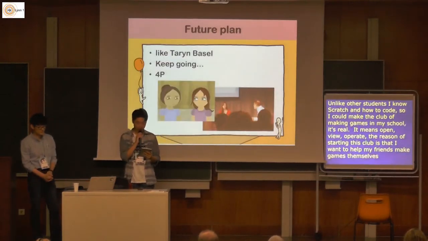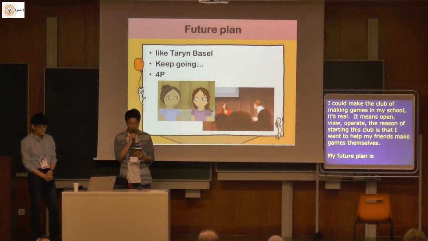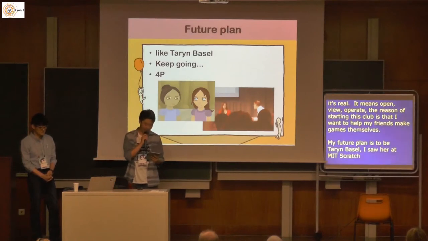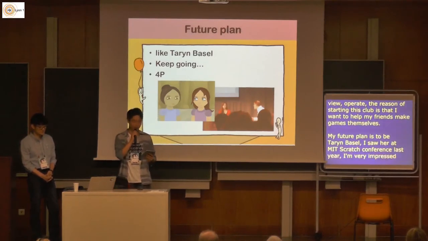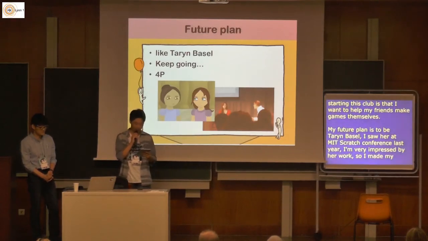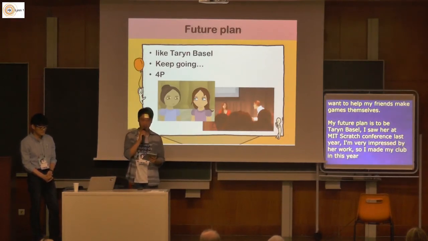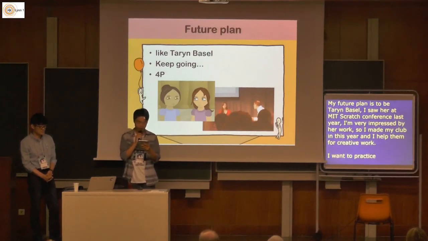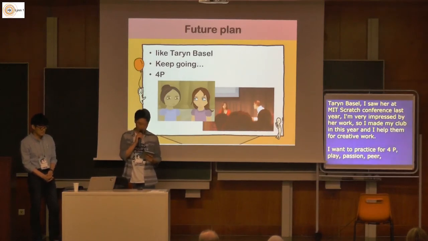My future plan is to be Tarun Saluja. I saw her at the MIT Scratch conference last year. I'm very impressed by her work. So I made my club this year and I help them with creative work. I want to practice the 4P: Play, passion, peer, project. It is the Scratch spirit.